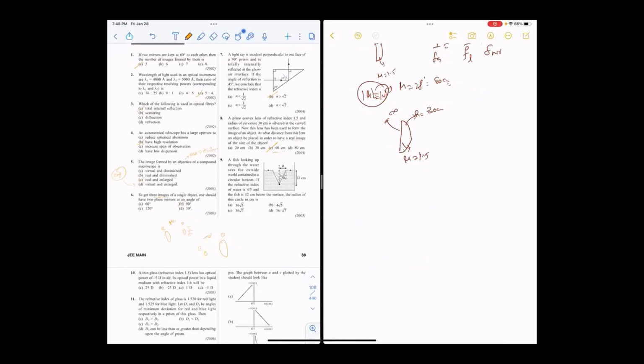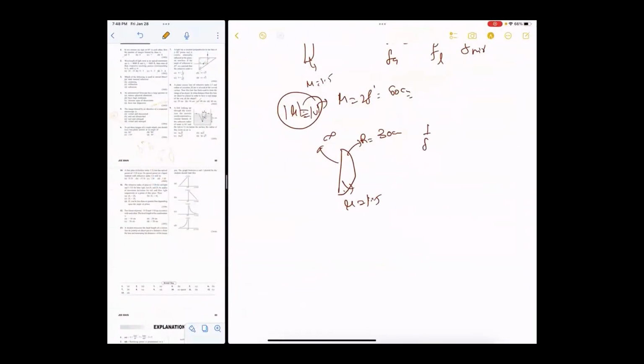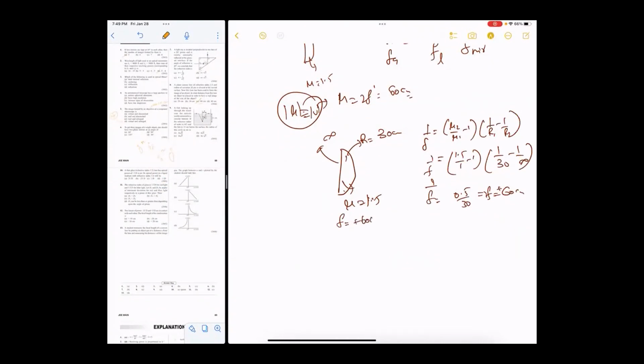Focal length of this lens, guys. 1 by f, lens maker's formula: (mu2 by mu1 minus 1) into (1 by r1 minus 1 by r2). Am I right? So mu2 by mu1, how much is it? 1.5 by 1 minus 1, into 1 by 30 minus 1 by infinity. So what is the f value? 1.5 minus 1 is 0.5, by 30. So 1 by f is 0.5 by 30, or f is 60 centimeters. Plus, why plus? This is a convex lens. Any doubts in this? f is equal to plus 60 centimeters.